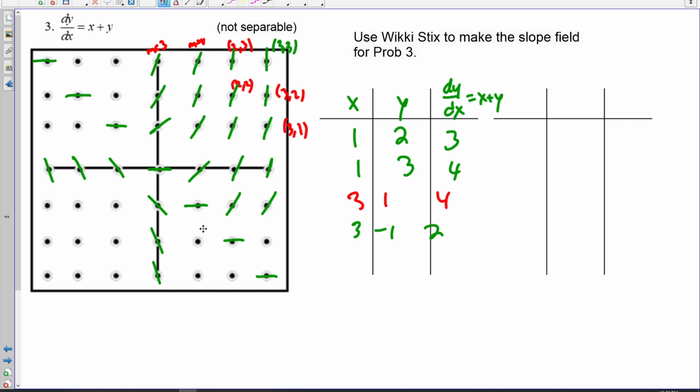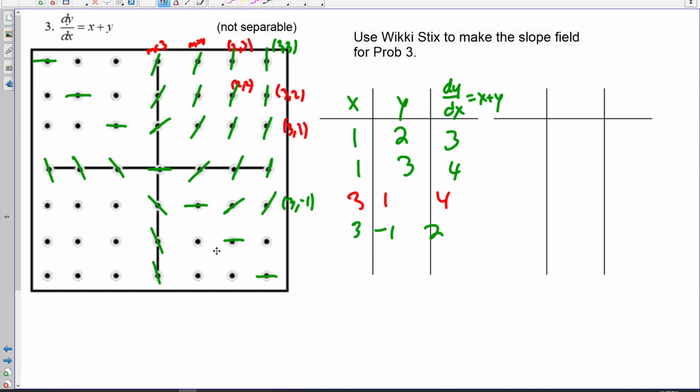This right here would be 3, negative 3. No, 1, negative 3. Wait, this is 2. This point over here is 2, negative 1. That's a slope of 1. Okay, that's a slope of 1. So that's the same slope as this right here. This point right here is 3, negative 1. This is a slope of 2 right here.